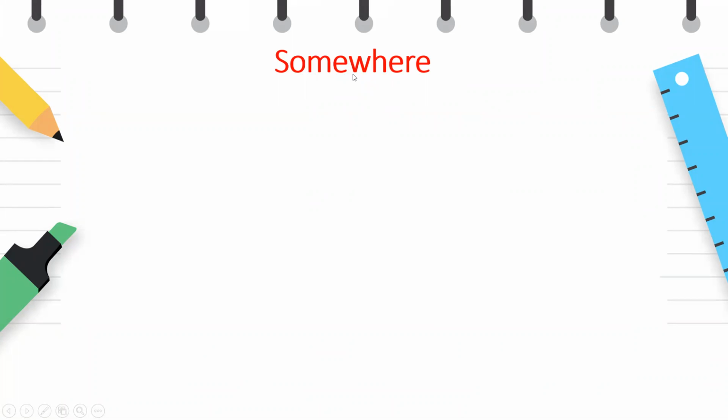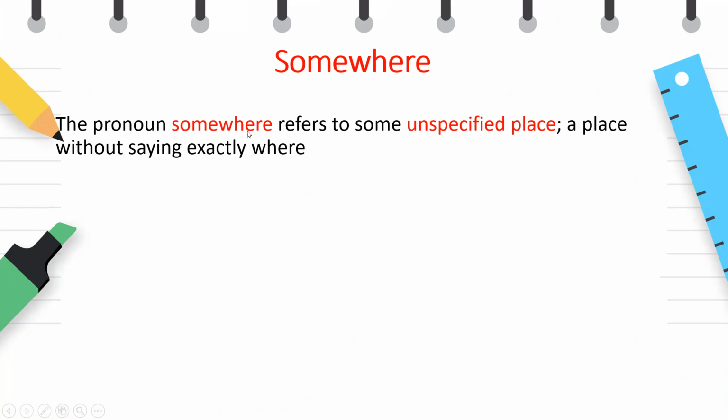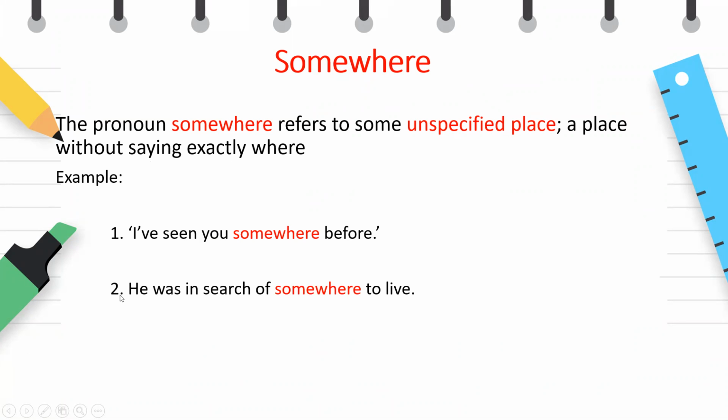Let's go on to somewhere. The pronoun somewhere refers to some unspecified place or a place without saying exactly where. For example, number 1, I've seen you somewhere before. Number 2, he was in search of somewhere to live.